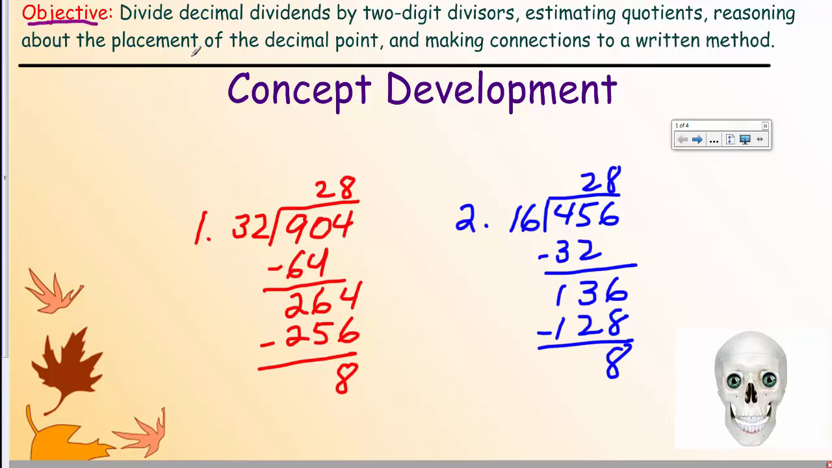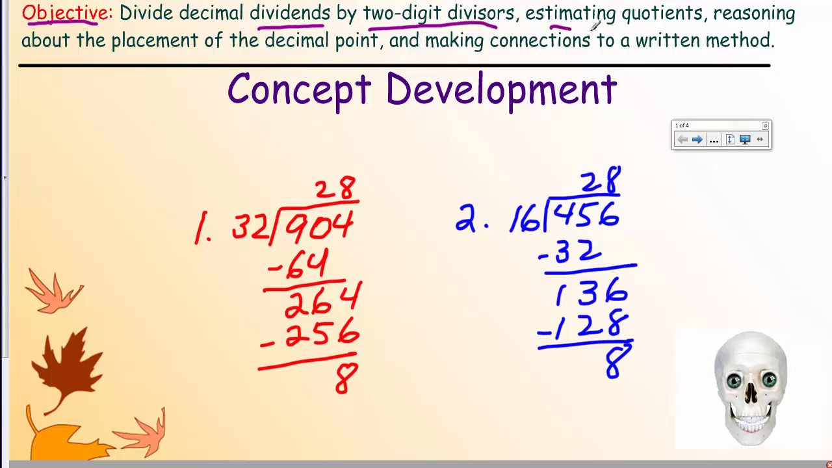Our objective states clearly that we are going to be dividing decimal dividends. Now when we hear these words, we're not so intimidated any longer. We say, Mr. War, dividend. I know that word. I've heard that word. And now you know that they're going to be decimals. We're slowly moving our way into that. And then we're going to divide those by two-digit divisors.